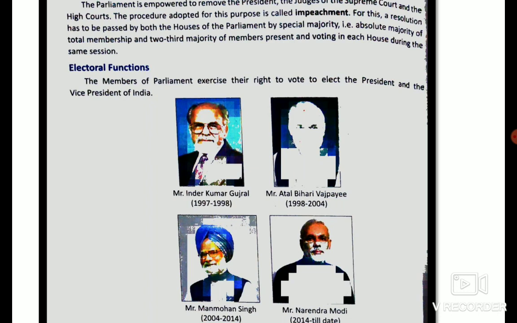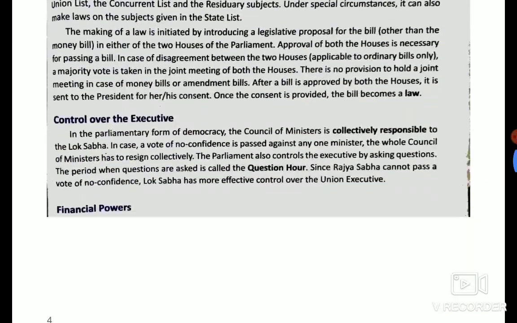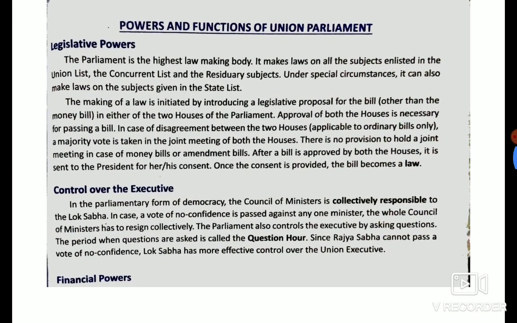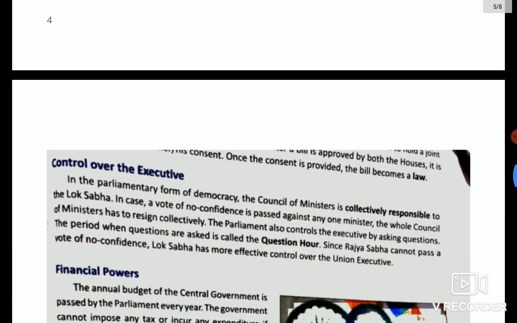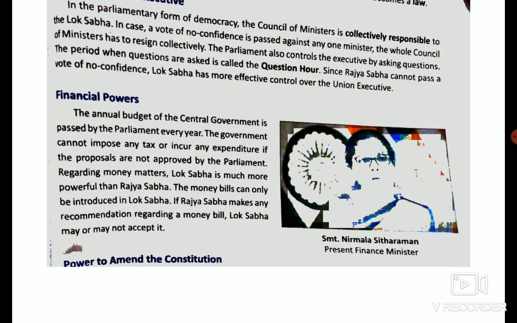So we came across the different Union Parliament functions. First, legislative powers. You can see here, this is the legislative power. Next comes control over executive, where we came across the two terms, collective responsibility and question power. Then we came across financial powers, where we saw that the lower house, that is Lok Sabha, is more powerful than Rajya Sabha. And why is it powerful? Because it is related to the money bill.